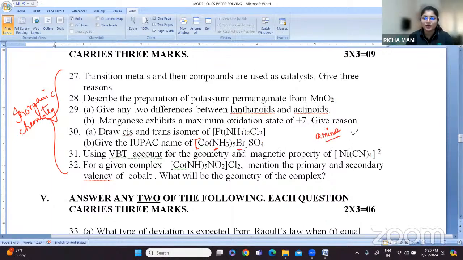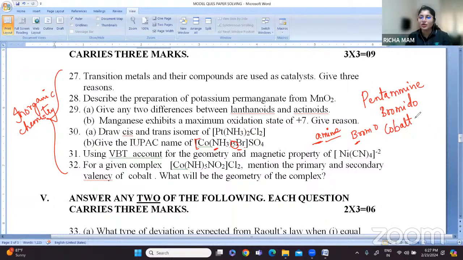Then bromo, so B comes for bromo. Which comes first, A or B? A comes first, right? How many are there? 5, so it is pentaammine. Next comes bromido. So, pentaammine, bromido.